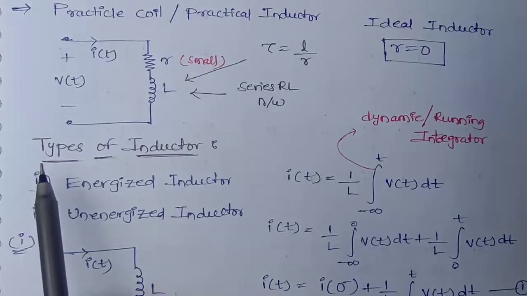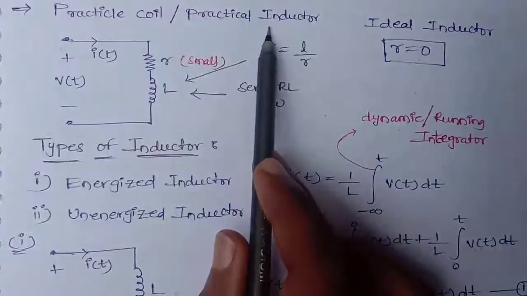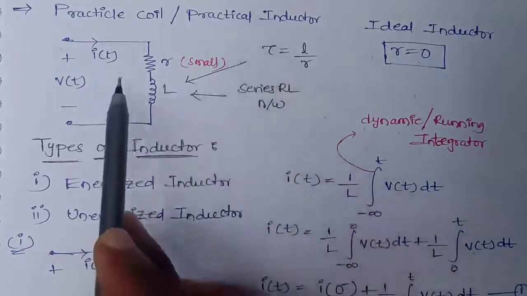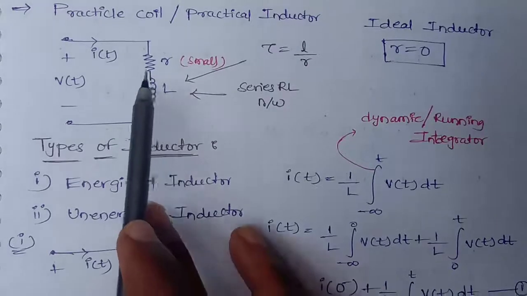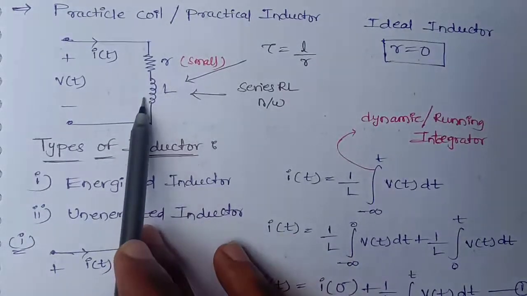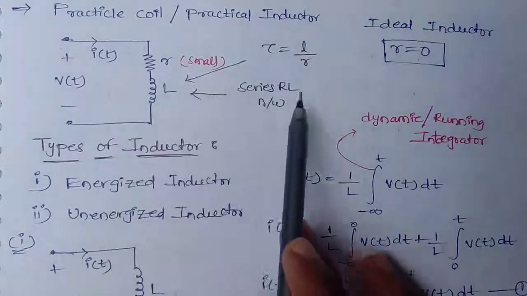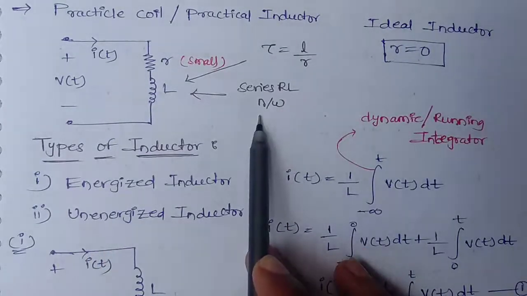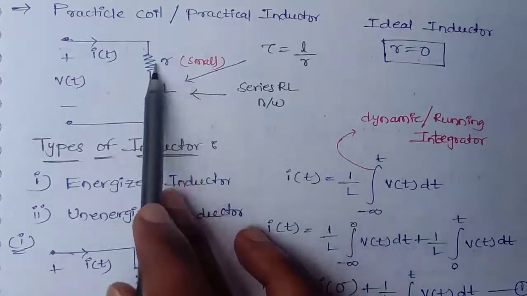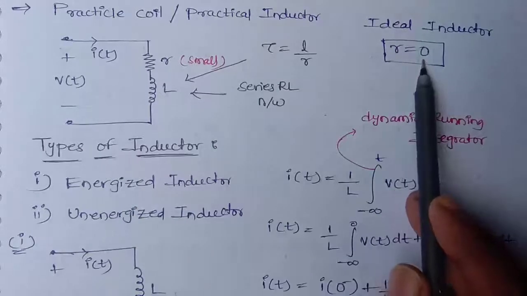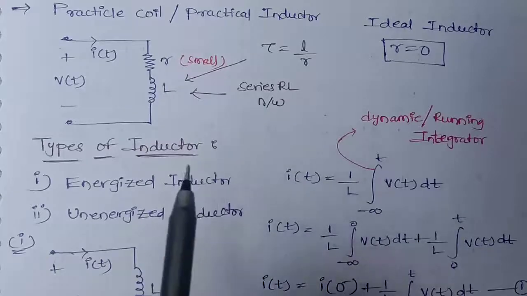Before discussing the types of inductor, we'll discuss a practical coil or practical inductor. The practical inductor looks like a resistor as well as an inductor, having a resistance part as well as an inductance part. It is also called a series RL network. In the ideal inductor, we cannot see this resistance part. In the ideal inductor, this resistance becomes 0. Basically, we will be dealing with ideal inductors only.